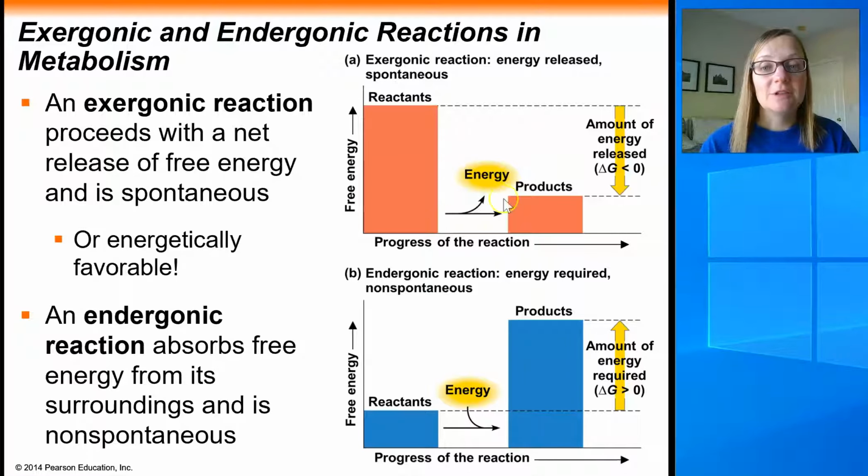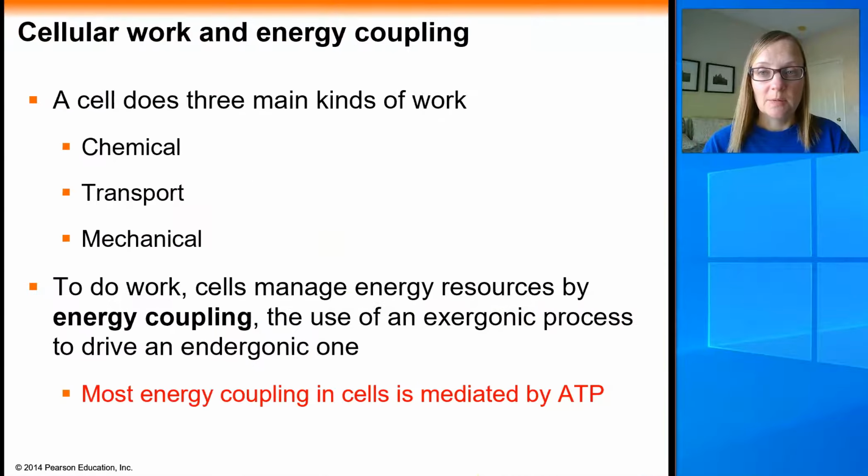It's now time for us to fill in, well, what actually happens to that energy? Typically, cells will use this released energy to perform cellular work. So let's fast forward a couple slides here and talk about cellular work. There are three main kinds of cellular work that cells do. They can do chemical work. This includes driving chemical reactions that are endergonic or require an input of energy.